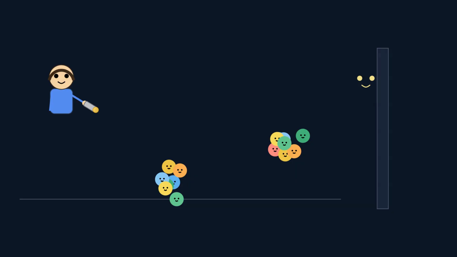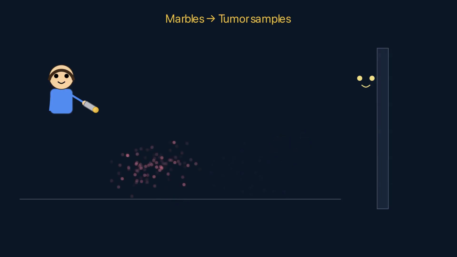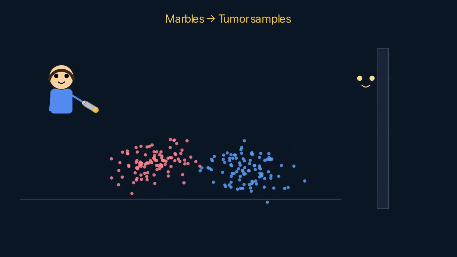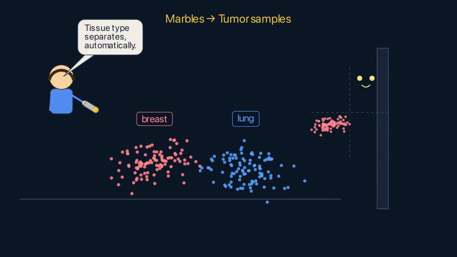In cancer genomics, 20,000 genes measured across 200 tumor samples. PCA reduces to 2 dimensions. On the scatter plot, breast cancer samples cluster on the left, lung cancer on the right. This is separated tissue types. The loadings of PC1 reveal the genes with the highest loadings are known tissue-specific transcription factors. They have found the biology automatically.